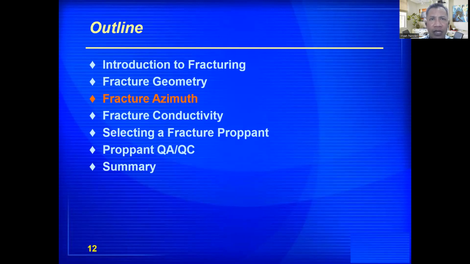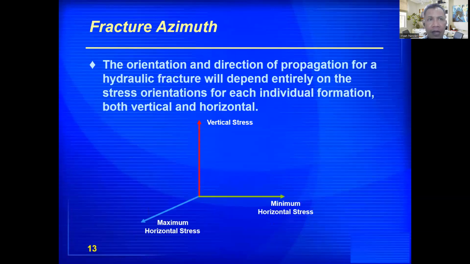Continuing on, we are talking about the azimuth. And this is an important one because the orientation and direction of propagation for a hydraulic fracture really depends almost entirely on the stress orientation of each individual formation. That's both vertical and horizontal, because depending on what the stress orientation is, it will dictate the compass heading that the frac will actually head out on. And I'll show you why it makes a difference.